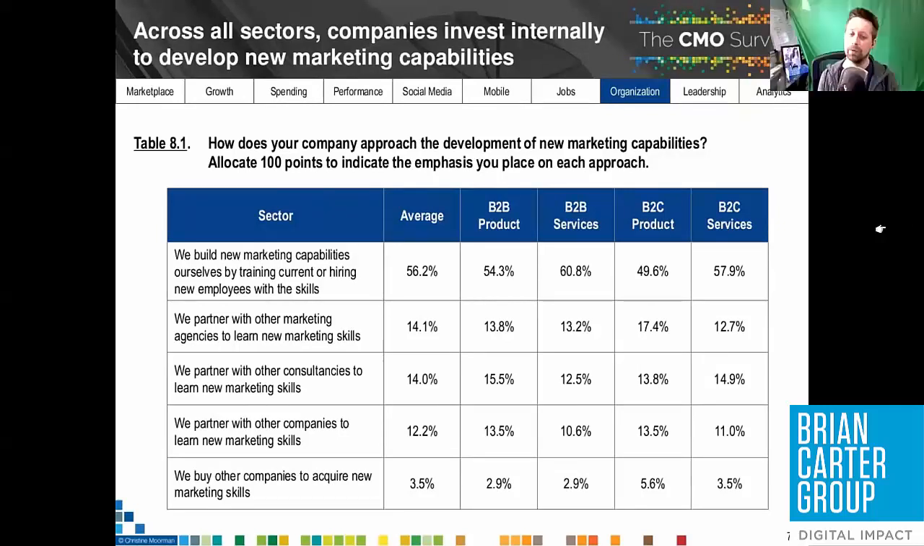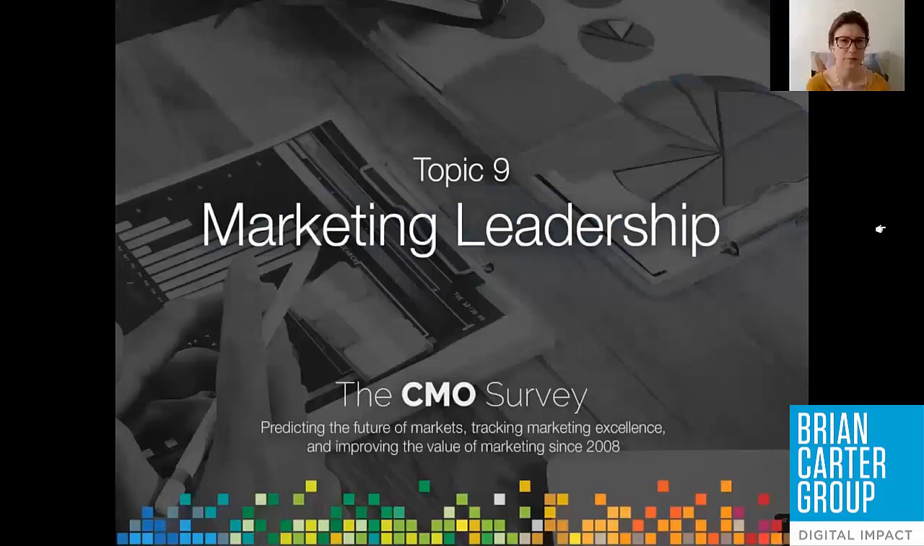So number one is we train current or hire new employees. Agencies and consultancies after that. And partnering. I'm not sure how partnering with other companies is different. Just partnering equally with other companies. Yeah, I get it. So agencies, consultancies, and partnering. All right. Cool.